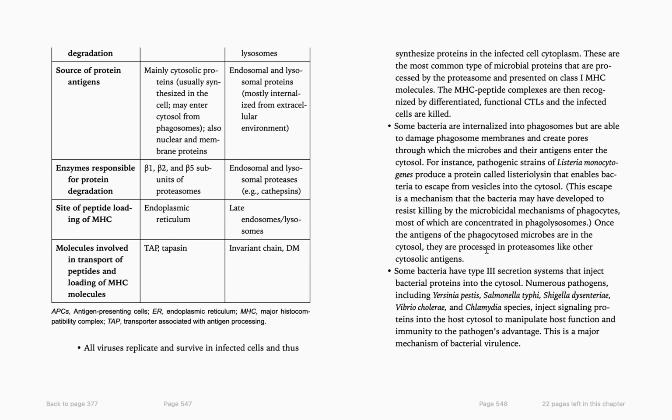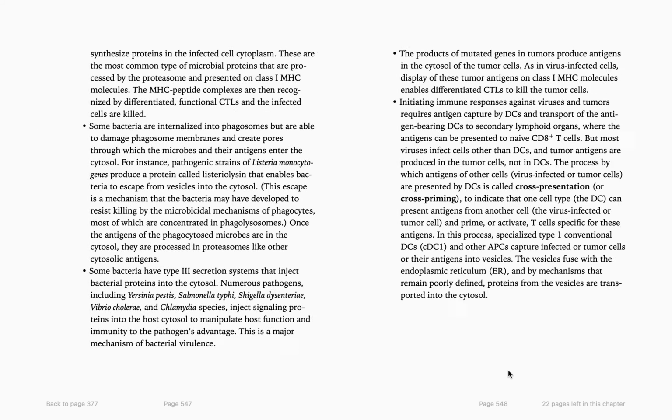Once the antigen of phagocytosed microbes are in the cytosol, they are processed in a proteasome like other cytosolic antigen, and therefore presented to MHC class 1. Some bacteria have a type 3 secretion system that injects bacterial protein into the cytosol. Numerous pathogens including Yersinia pestis, Salmonella typhi, Shigella dysenteriae, Vibrio cholerae, and Chlamydia species inject signaling protein into the host cytosol to manipulate host function and immunity to the pathogen's advantage. This is a major mechanism of bacterial virulence.